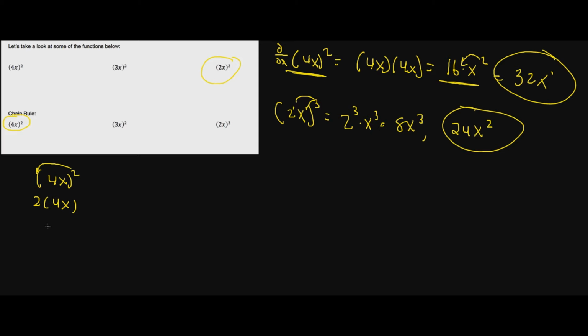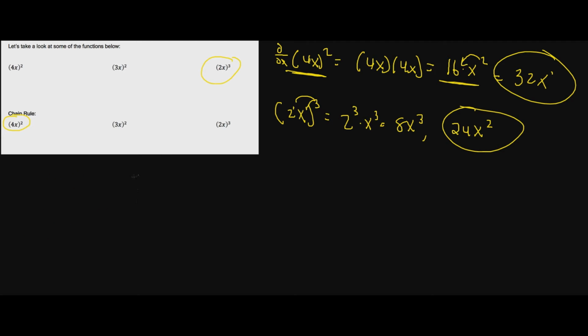Well, what can we multiply 8 by to get 32? Well, we can multiply it by 4. Do you see a 4 anywhere here? Well, I see a 4 right there. Okay, that's a little bit of a hint.